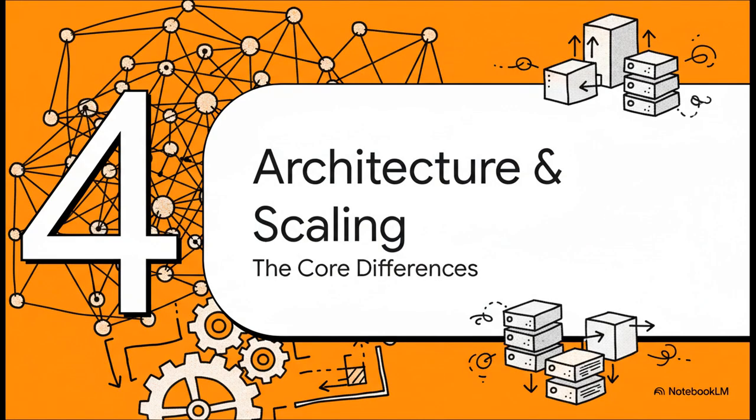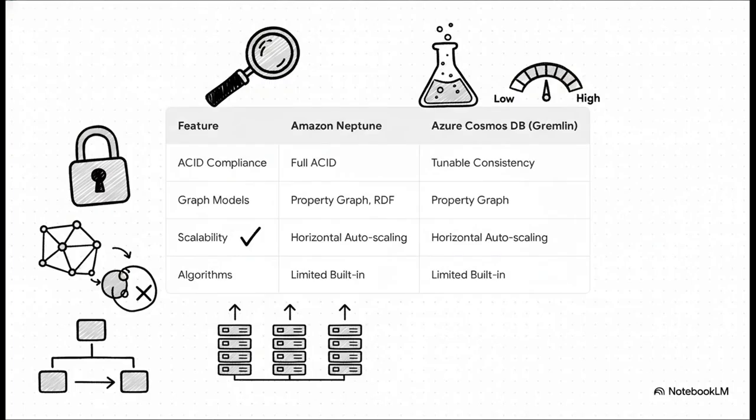Okay, so now let's pop the hood. How do these totally different philosophies actually show up in their architecture and how they scale? This table gives us a fantastic bird's-eye view. Look, both are managed services. Both auto-scale horizontally. That's pretty much table stakes these days.